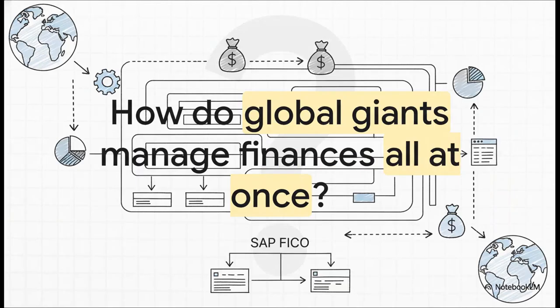So it really all boils down to this one huge question. I mean, think about it. How do these massive global companies, we're talking dozens of countries, different currencies, countless subsidiaries, how on earth do they manage all of their finances at the same time without it all turning into complete chaos? Well, the answer is a superstructured system, and that system is SAP FICO.